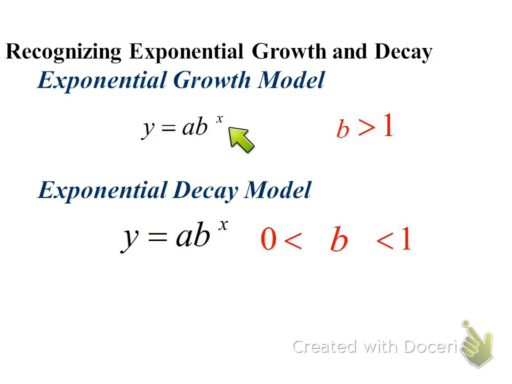They come in the same form. It's always y equals a times b to the x. The difference is if b is greater than 1, it's going to be a growth function. It's going to go up. If b is in between 0 and 1, it's going to go down. If b is negative, it doesn't fit either of these patterns. It's actually kind of a crazy graph that we don't get too much into in this class.